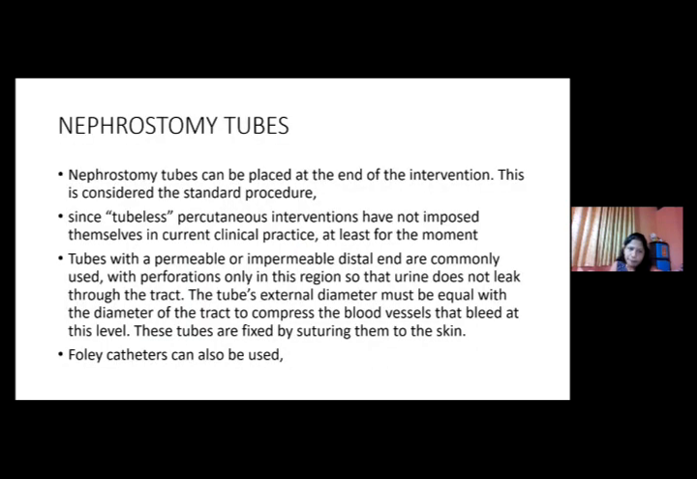The nephrostomy tube is commonly used after the PCNL procedure, and it can also be used as a therapeutic intervention when there's an infected obstructed system. Tubes have permeable and impermeable distal ends, and there's perforation near the distal end; if there's no perforation, there won't be any urinary leak. After the procedure, we have to select the nephrostomy tube to match the dilated tract. It can serve as a hemostatic agent also.